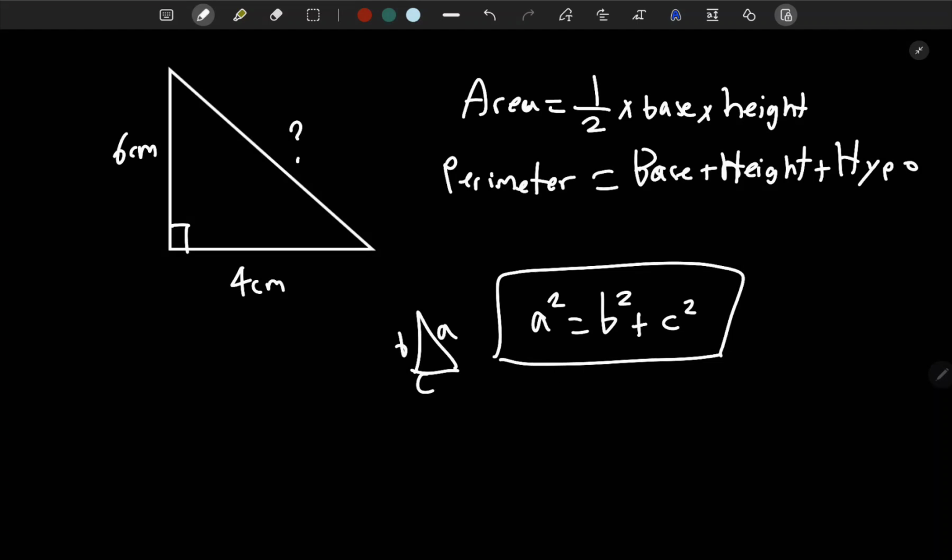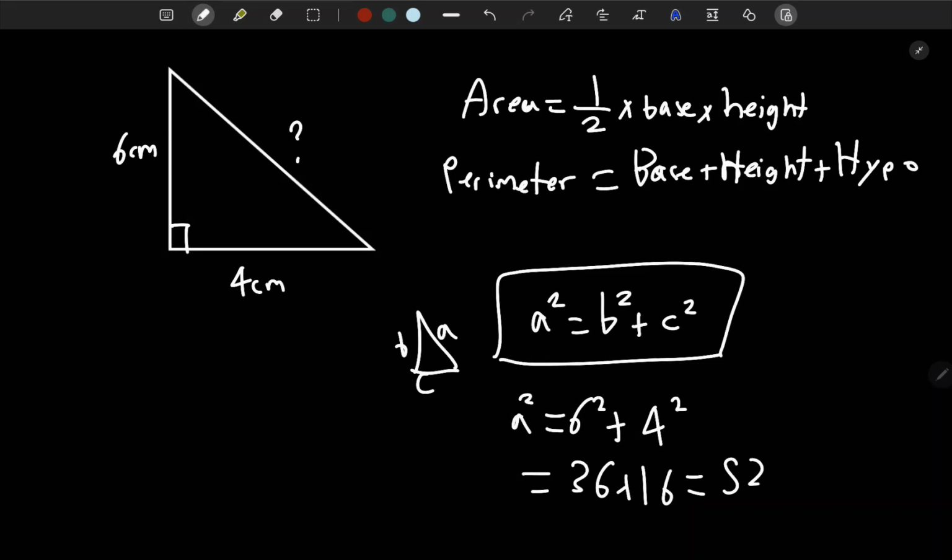Here we don't have A squared, so we need to find it, and let's call B the base, so in our case it's going to be the height, 6 squared, plus C squared, which is the other side, 4 squared. And this will give us 36 plus 16, and this is 52. So now A squared is equal to 52.